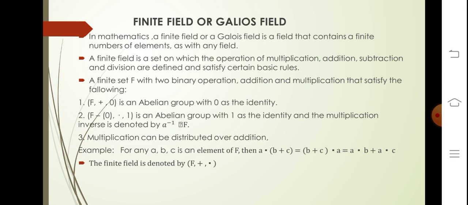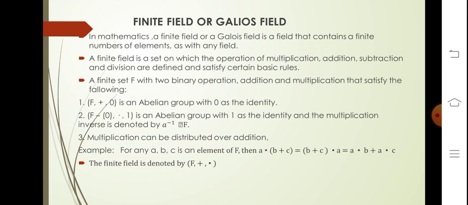Finite field, or a Galois field. In mathematics, a finite field or a Galois field is a field that contains a finite number of elements. As with any field, a finite field is a set on which the operations of multiplication, addition, subtraction, and division are defined and satisfy certain basic rules.